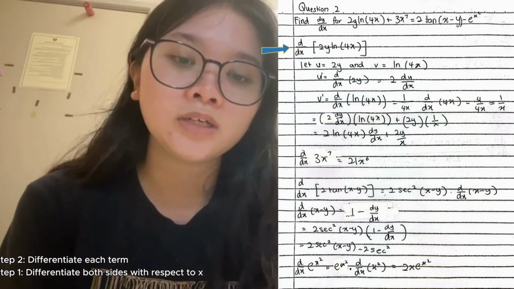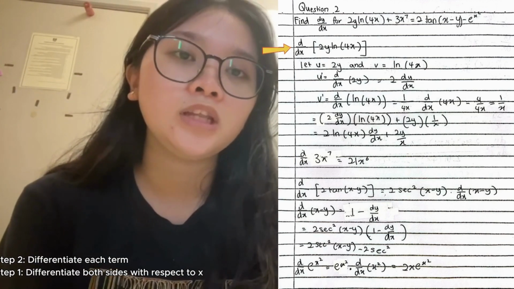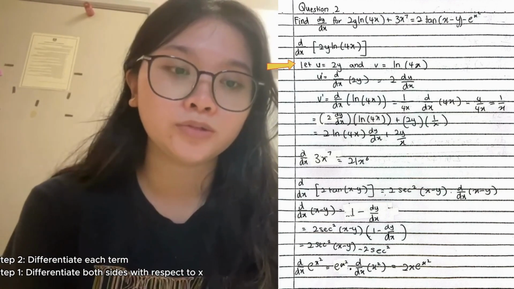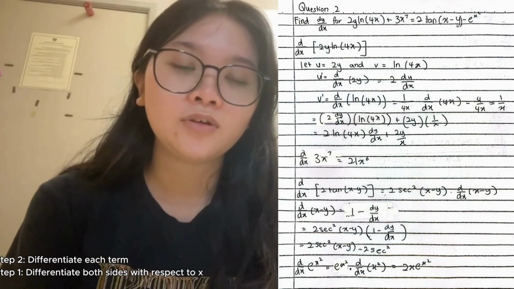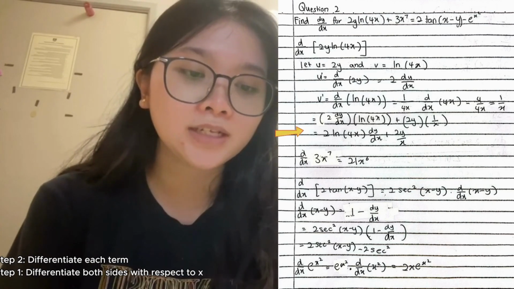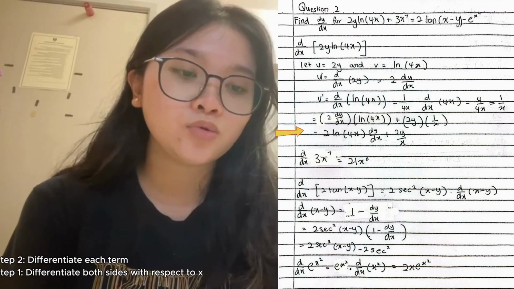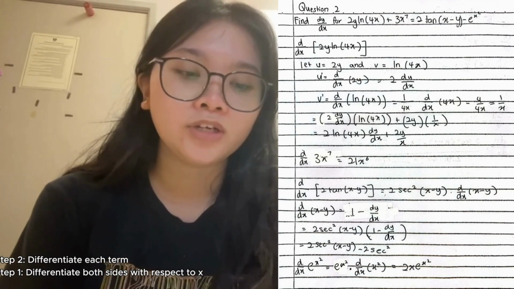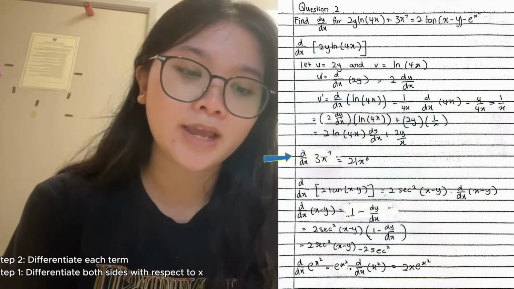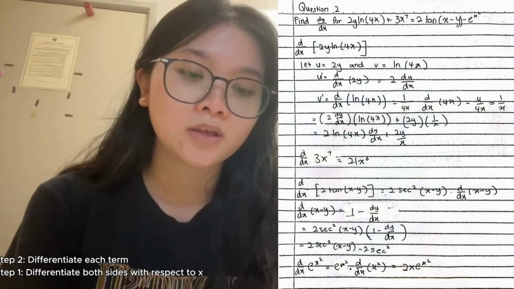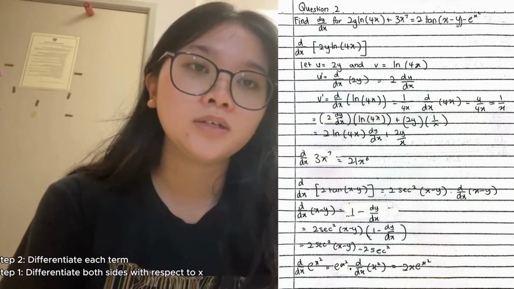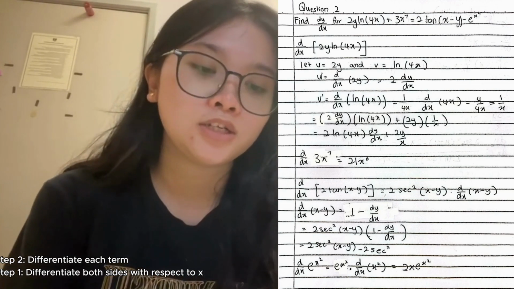So for the first term, 2y ln 4x, we need to use the product rule. Let u equal 2y and v equal ln 4x. After we get the derivative, it is 2 ln 4x dy/dx plus 2y over x. And for the second term, we use the power rule. So 3x to the power of 7: the 7 comes forward, multiply by 3, it turns into 21, and the power minus 1, so it turns to 6.